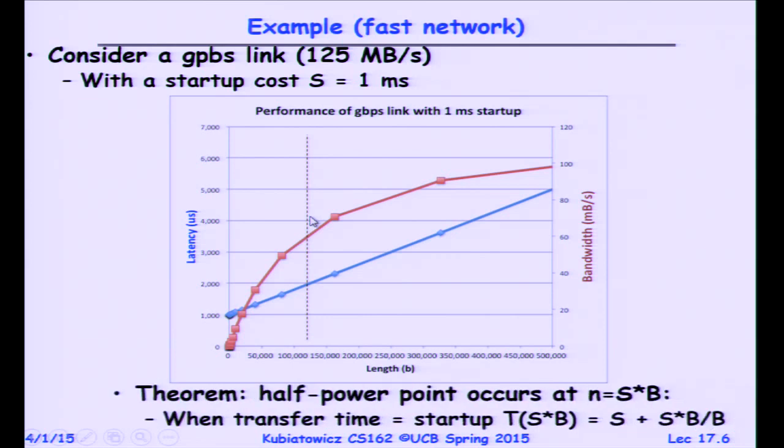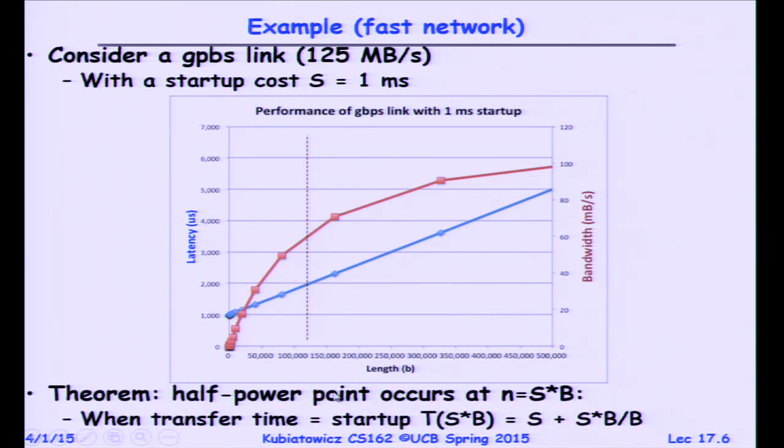And by the way, there is kind of this theorem, which is not even hard enough to be a theorem, but the point at which I get half of my bandwidth is sort of the point at which the overhead startup cost S times the bandwidth is the same as the size of the packet I'm trying to transfer. So when you balance those two, you get kind of the halfway point. Okay? We'd call that the half power point if this were an EE class, for instance. Okay, questions on that?